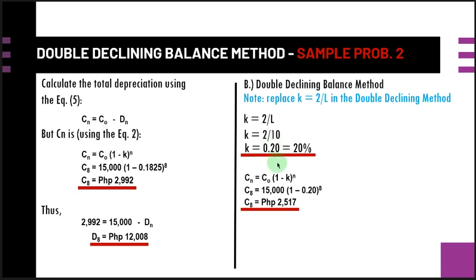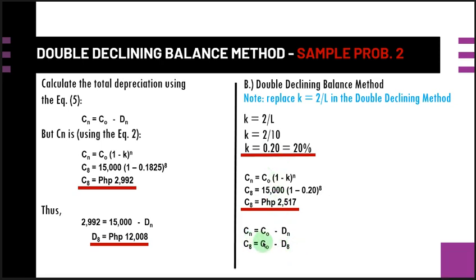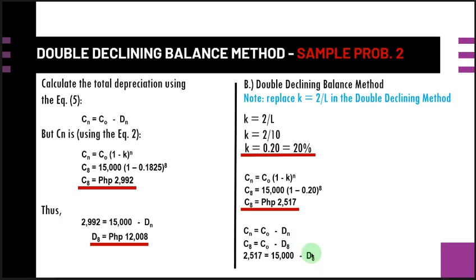depreciation. So using this formula for calculating the total depreciation, Cn is equal now to C0 minus Dn. So C8 is just equal now to C0 minus D8. And then we already calculated the C8 and we already have the C0, so we can have this D8, which is just equal now to 12,483 pesos.